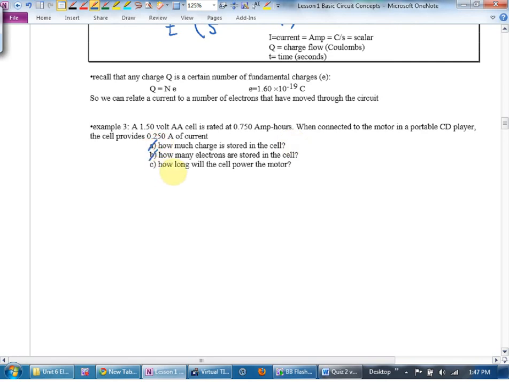Well, the maximum this can do is 0.75 amps in 1 hour. If we're only drawing 0.25 amps, how many hours are we going to get? 3 hours. Because we're getting one-third of the load, so three times as much time. We're not going to do much with this type of question. What we are going to do is analyze circuits like crazy, and that's going to start a little bit on the next page.